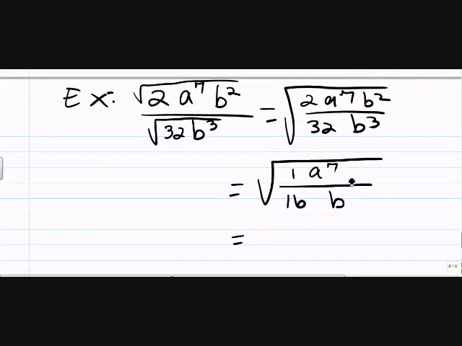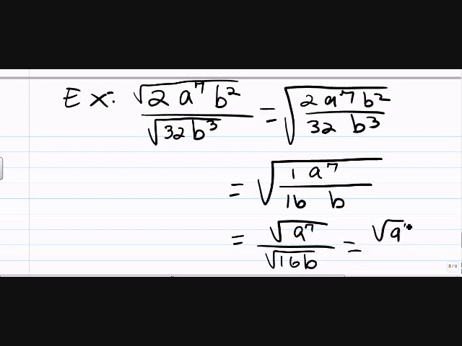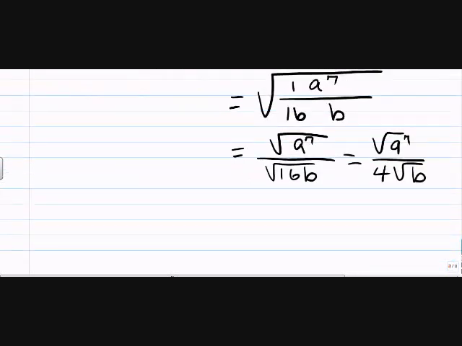Alright, so now let me separate this into 2 square roots again. 1 times a to the 7th on the top of the fraction over the square root of 16b. Oh, well, now I have the square root of a to the 7th over square root of 16, which is 4, times the square root of b. Oh, got to stay in that radical.